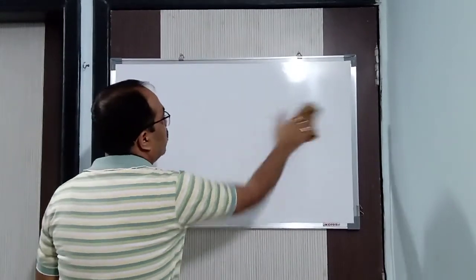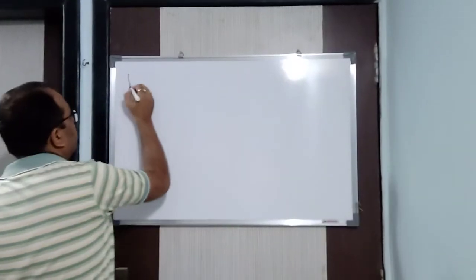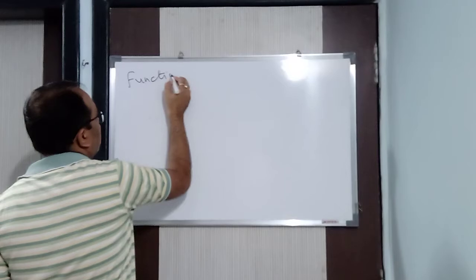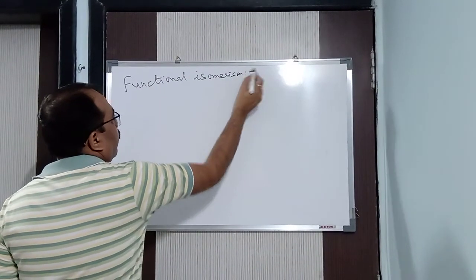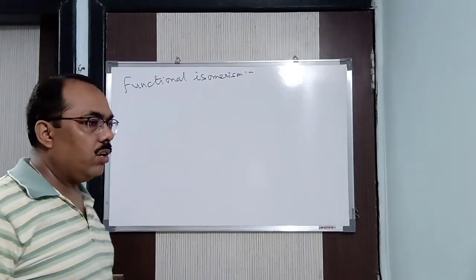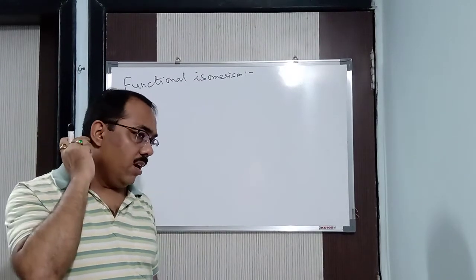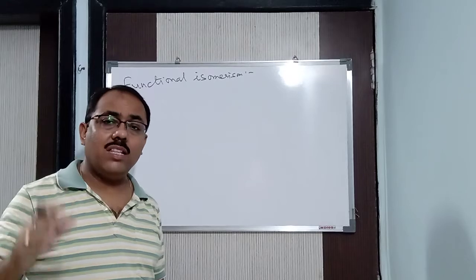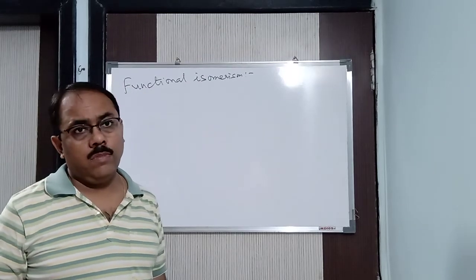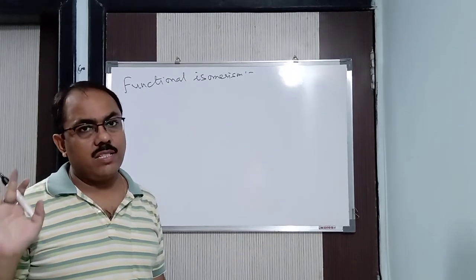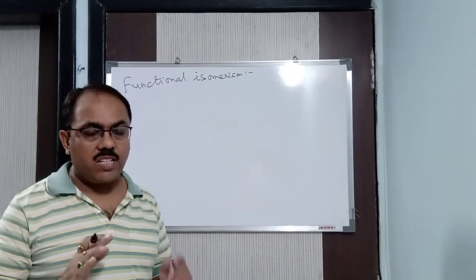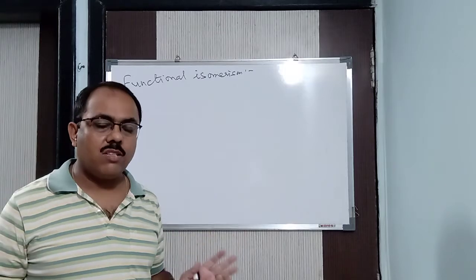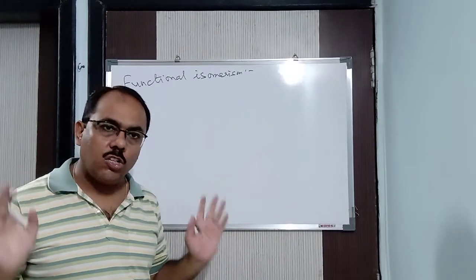Next we will come to functional isomerism. Now what is functional isomerism? When two or more compounds have the same molecular formula but different structural formula on the basis of the difference in their functional group, they are known as functional isomers.